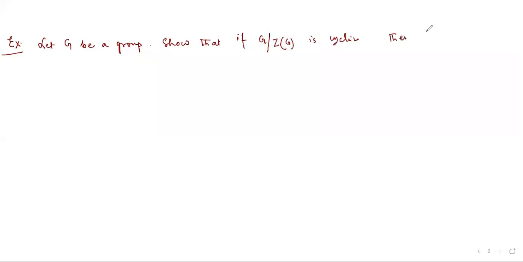It's another important problem. The next problem is also very important. The result is actually more important than the problem's proof. Okay, so let G be a group. Show that if G/ZG is cyclic, then G is abelian.